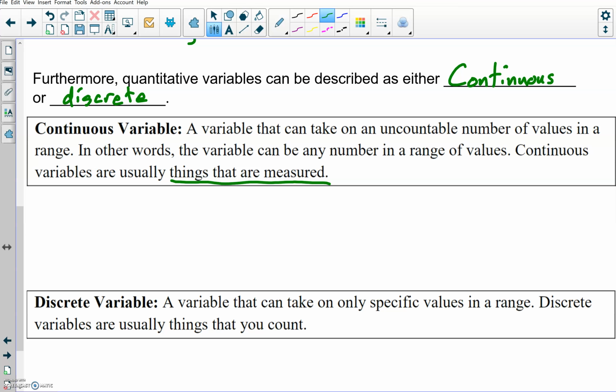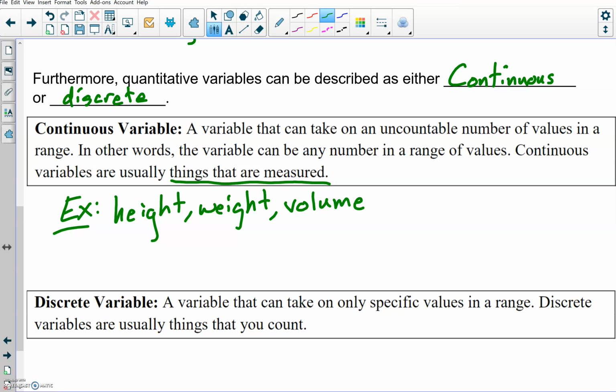So things that are continuous, as an example here: height, weight, volume. If you're looking at a liquid, volume of anything really that you're measuring, but if you think of a volume of a liquid, like volume of water, that's going to be a continuous measurement. You can take on any value as you're measuring it.